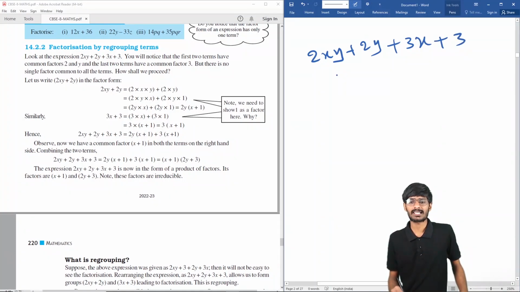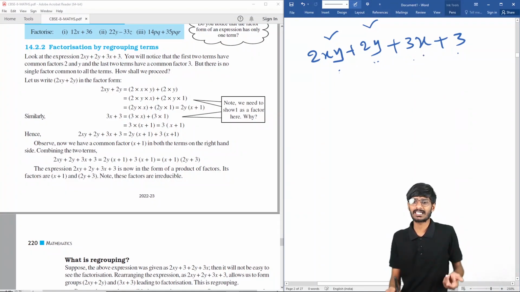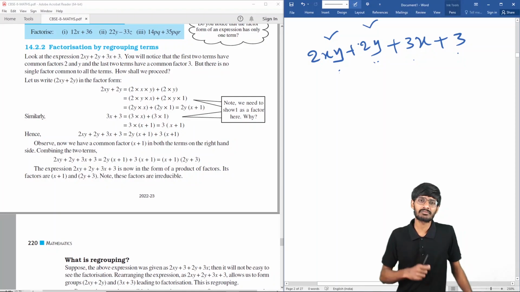So in this expression, if you just look at these two terms, you may get an idea that here it is 2 and here is also 2, here is the y and here is the y. So we can take 2y as a common factor from these two terms. But what about the other terms? Is there 2y in the other two terms? No. So in the previous examples, how did we perform the task?